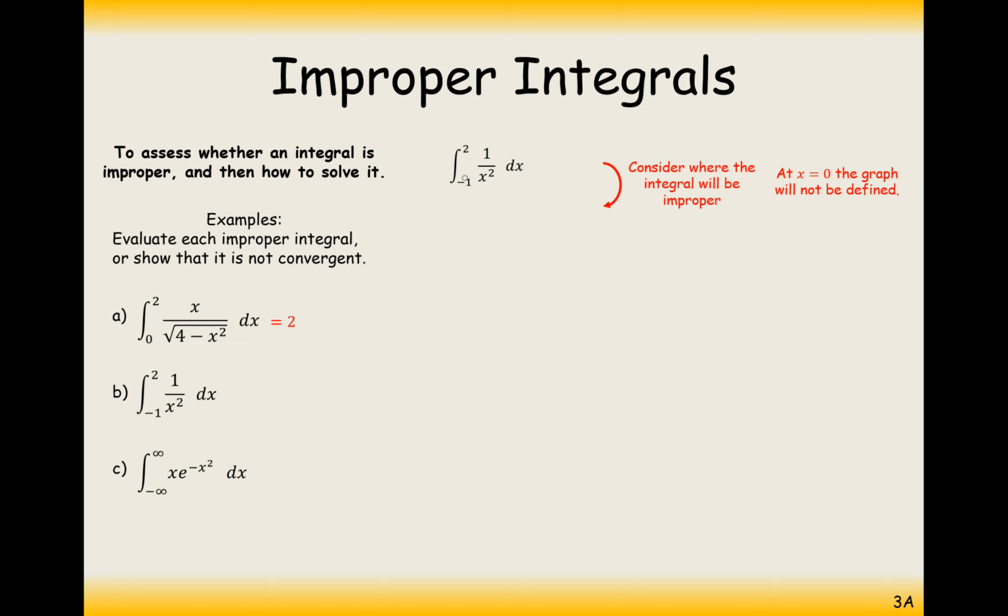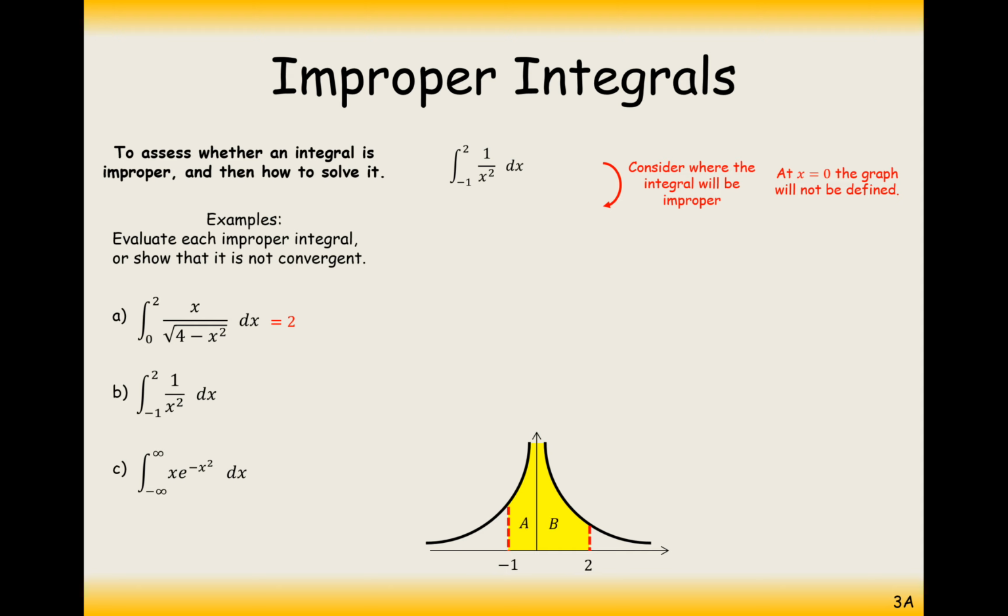Well, it's because at the point where x equals 0, the graph will not be defined. And if it was a definite integral, then you should be able to define every single point between minus 1 to 2. So how are we going to approach this question? Well, this is the graph for 1 over x squared, and we're working out the integral between the boundary of minus 1 to 2. But we have an interesting point when x is equal to 0.